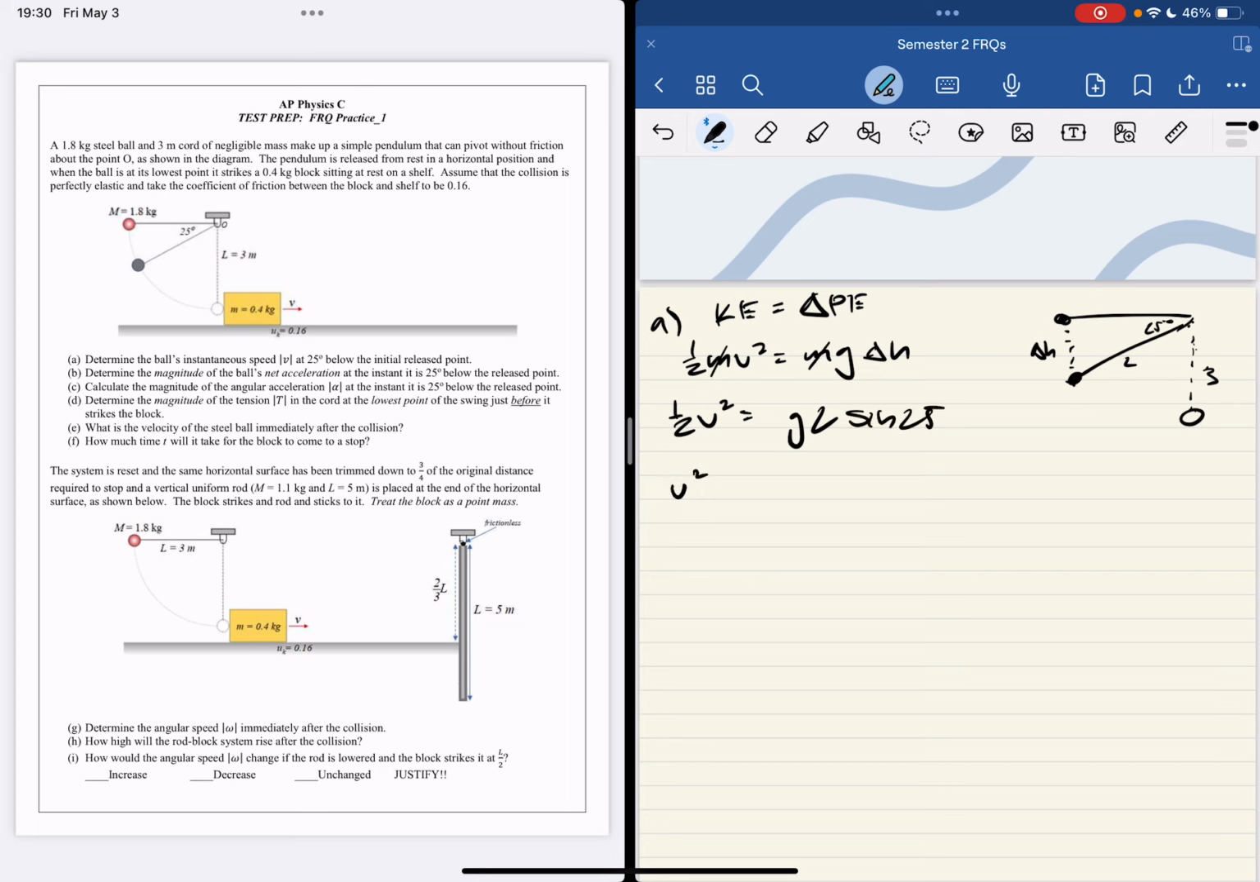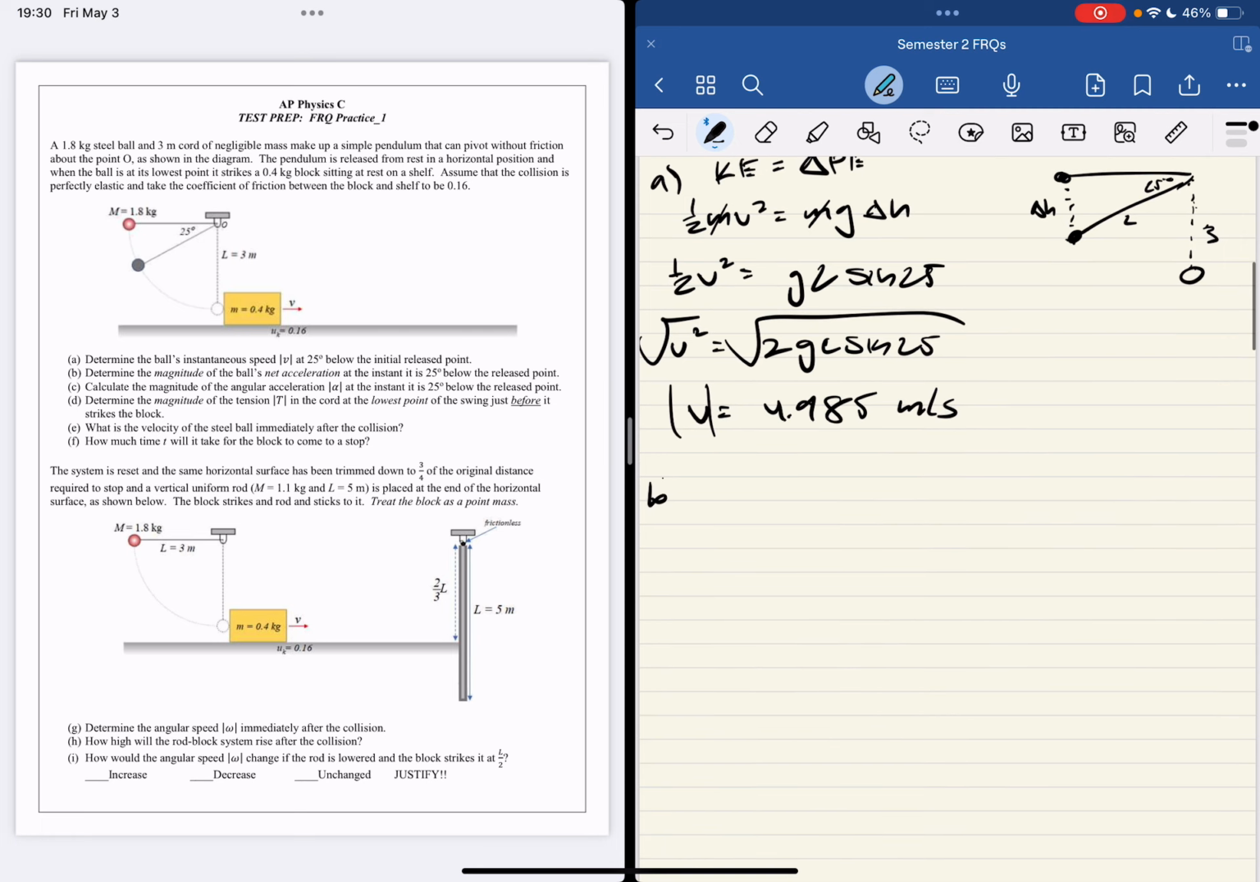And then solve for v. So it's 2gL sine 25. Square root both sides. We're going to get v is equal to speed. It's going to be 4.985 meters per second. Move on to part B.